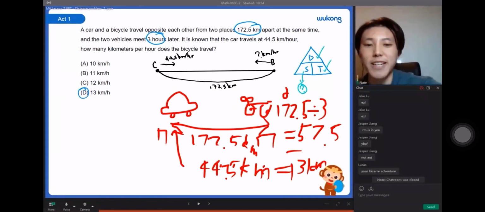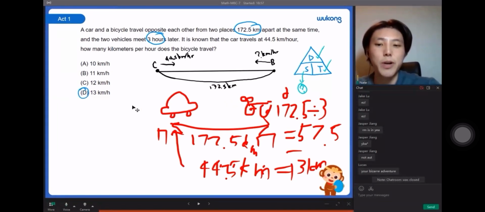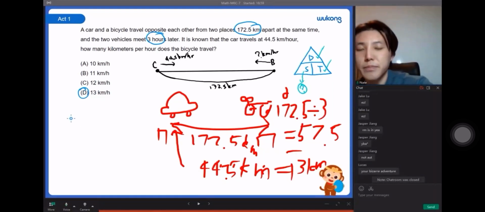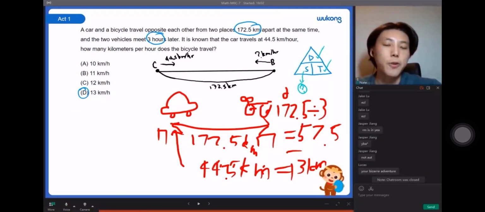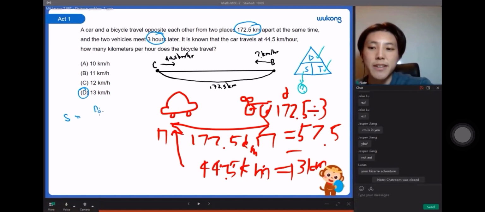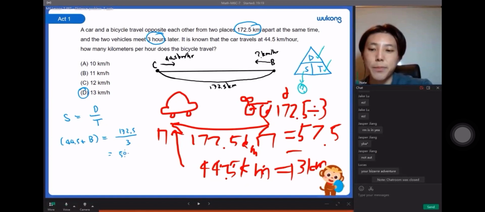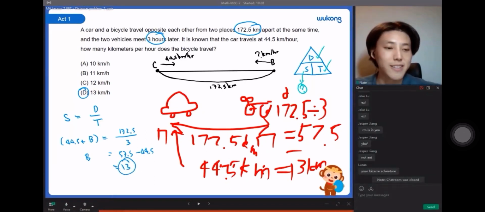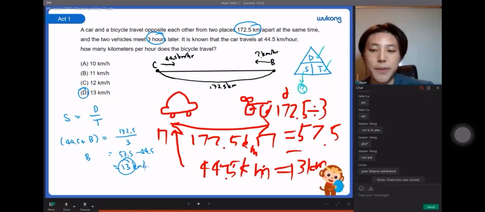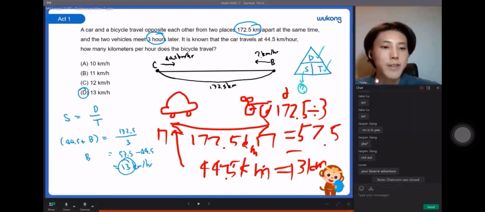So it really doesn't matter which relationship you use. But since we're looking for the combined speed, you can just do distance over time, and speed will be 44.5 plus the speed of the bicycle would equal the distance apart from each other over 3. And that'd be 57.5. If you want to solve for B, you just subtract 44.5, which is 13. And of course, your unit is going to be 13 kilometers per hour. Great, guys. Let's move on to the next question.